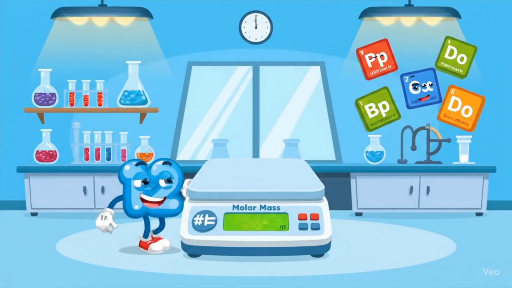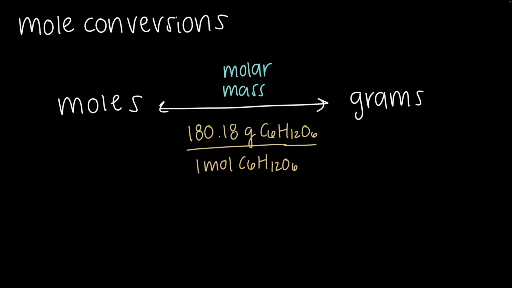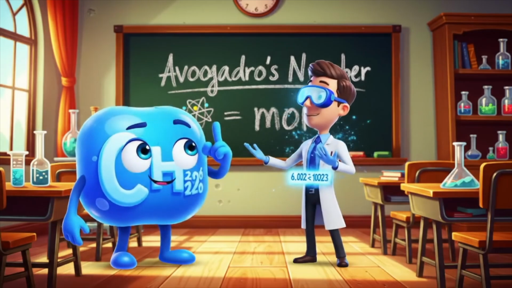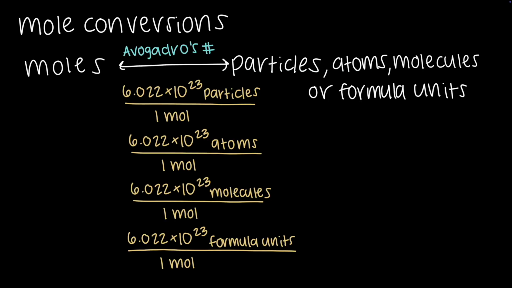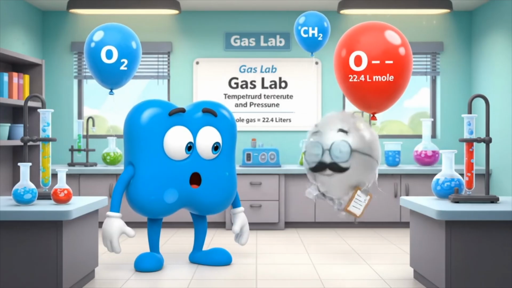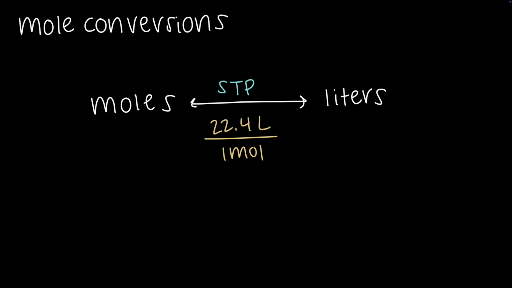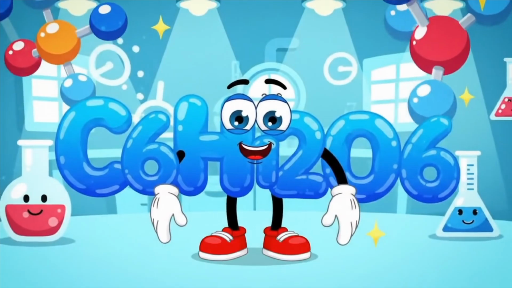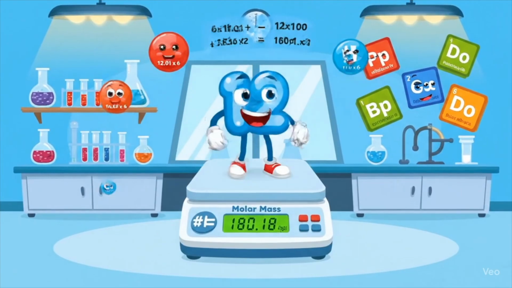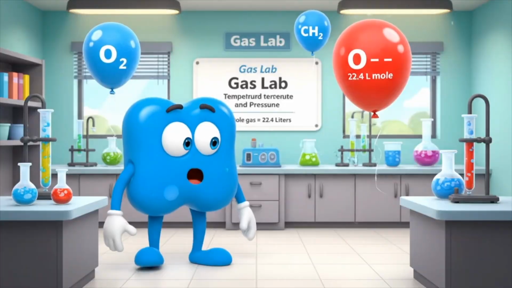To remember this story, think of glucose in 3 stages. On the scale for molar mass to convert in between grams and moles, at the party for Avogadro's number to convert in between moles and particles, and in the balloon for 22.4 liters to convert in between moles and volume. Whenever you're lost in a conversion, picture glucose weighing himself, counting his friends, or floating in a balloon.